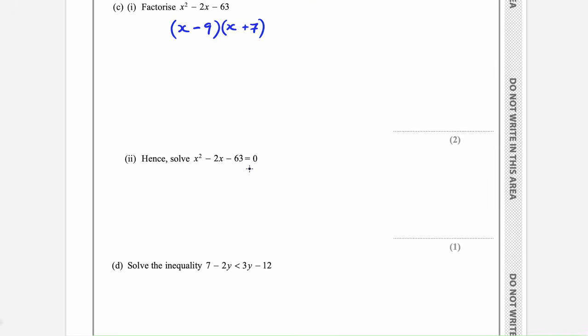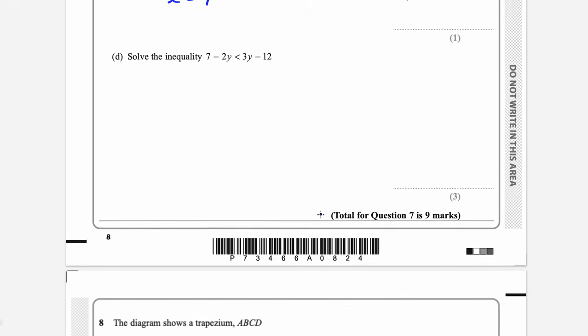Then he says, hence solve this. So hence, as in once I've factorized it, I can say, okay, either x minus 9 equals 0, or x plus 7 equals 0. In this case, x is 9, and in this case, x is -7.